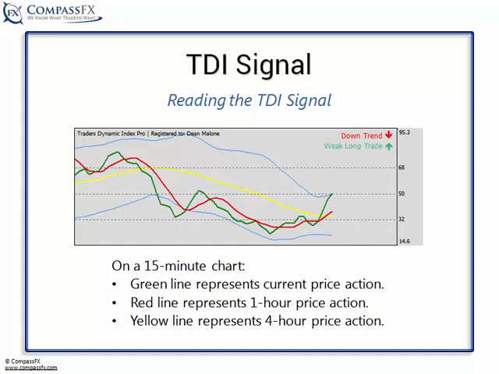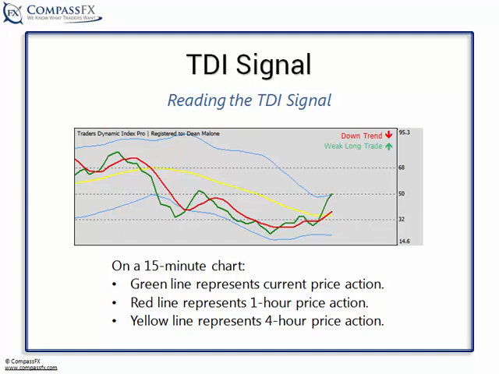Also, I found it quite interesting that the yellow line represents price action on the 4-hour chart. So if you go over to the 4-hour chart, take a look at the green line on the 4-hour chart, the movement of the green line on the 4-hour chart is going to look similar in many respects to the yellow line on the 15-minute chart. So why am I telling you all of this? The TDI Pro has the capability of giving you information related to multiple time frames.